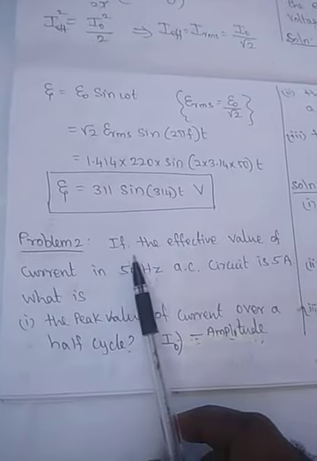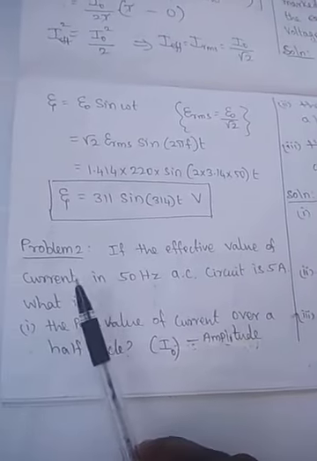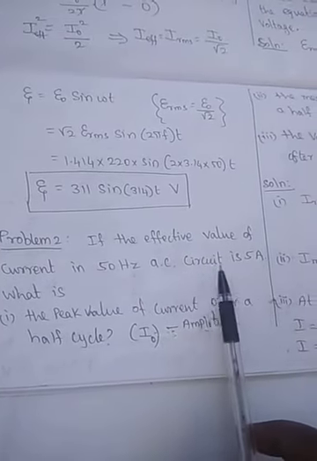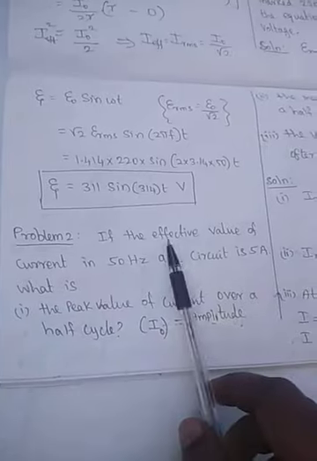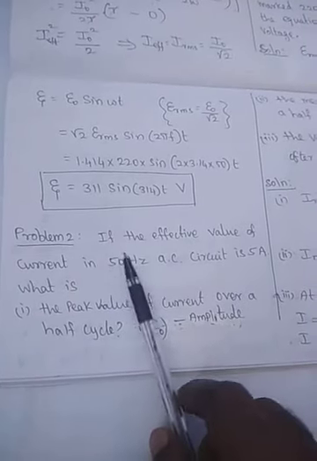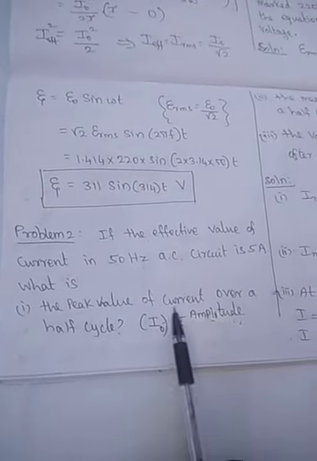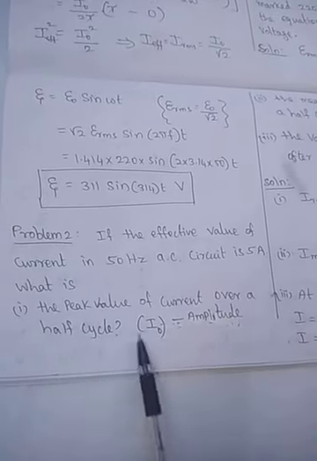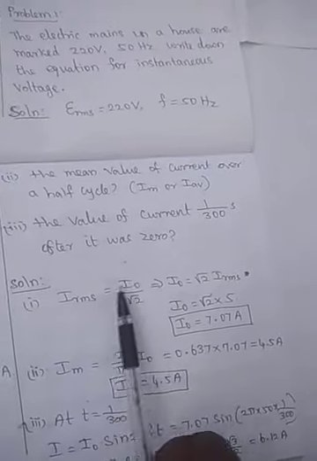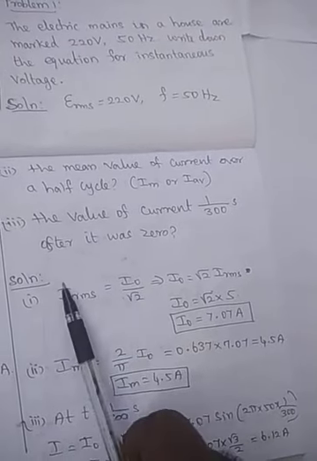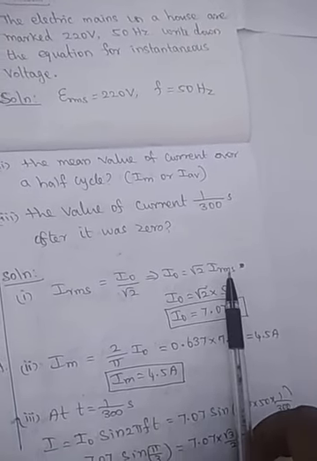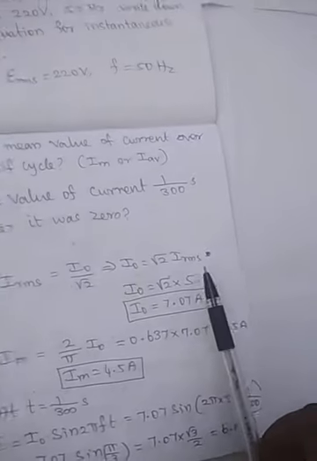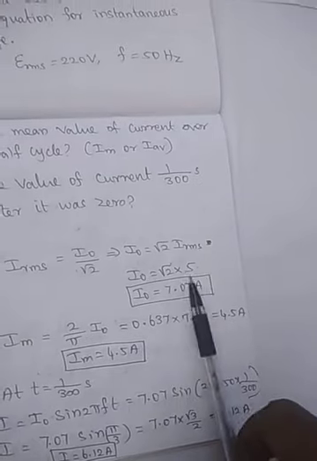Next one: the effective value of the current in a 50 hertz alternating current circuit is 5 ampere. So current value is 5 ampere, and the frequency value is 50 hertz. What is the peak value of the current? Peak value means I naught value they are asking you to calculate. So I RMS is equal to I naught by root 2. So I naught is root 2 into I RMS. I RMS value is given as 5 ampere, that is the root mean square value. Substituting, we get the answer.